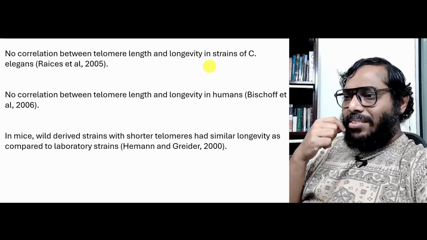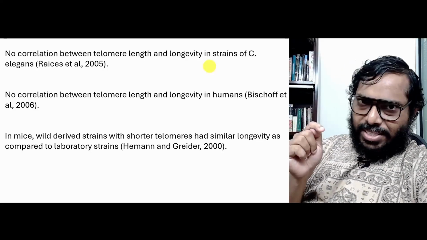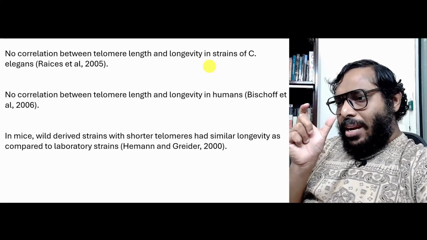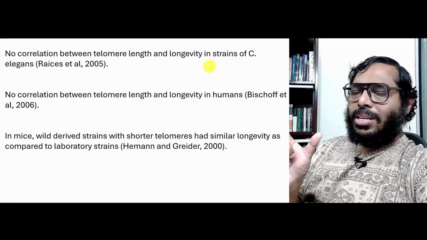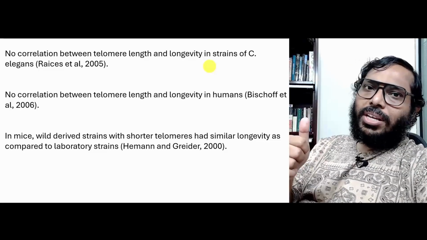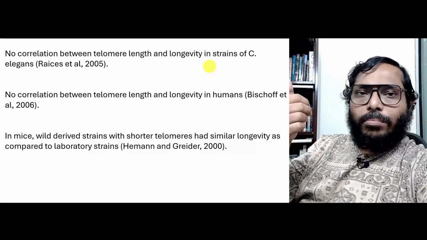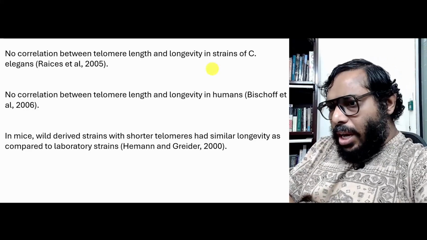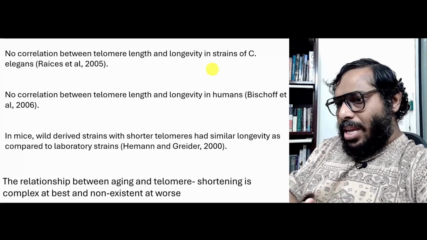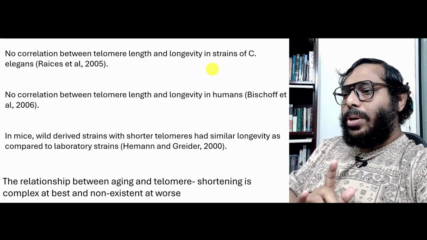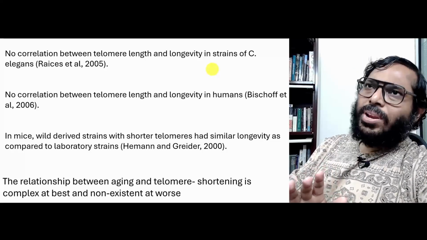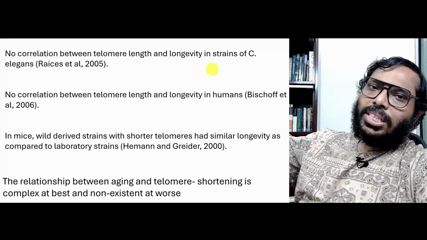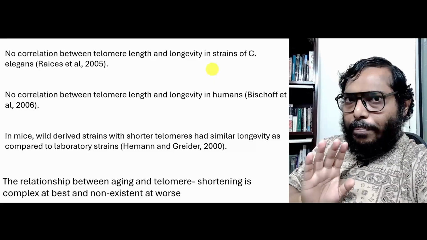And this is very interesting. This is a study on mice, and what they did was they took wild derived strains, and these strains had shorter telomeres, and yet if you look at their longevity, the longevity was not significantly different from laboratory strains which had obviously longer telomeres. So, taken together, it is now more or less established that there is no relationship between aging and telomere shortening. I mean, there are a few studies which do report some relationship, but there is no general relationship across the board.